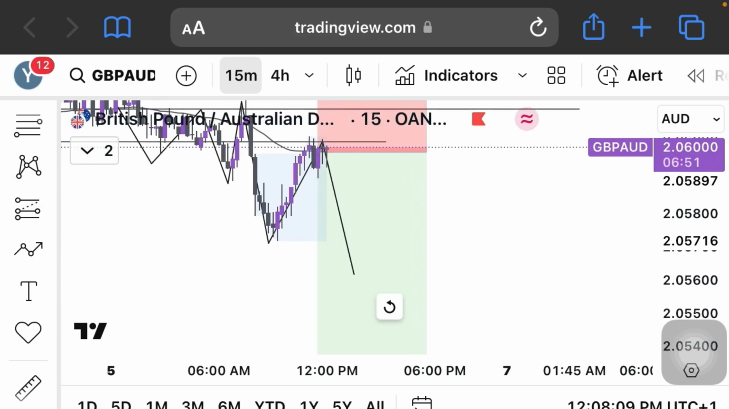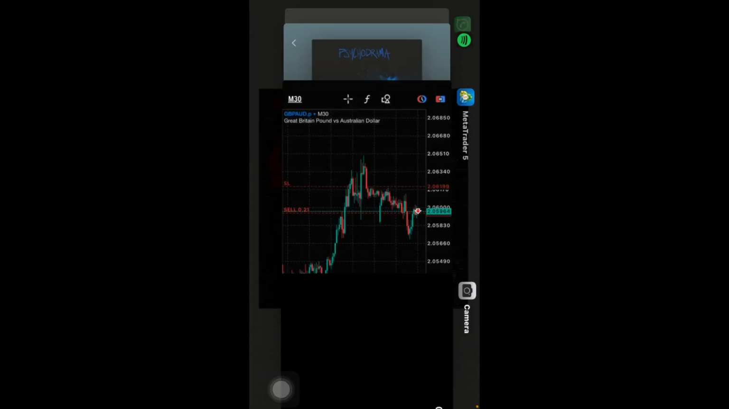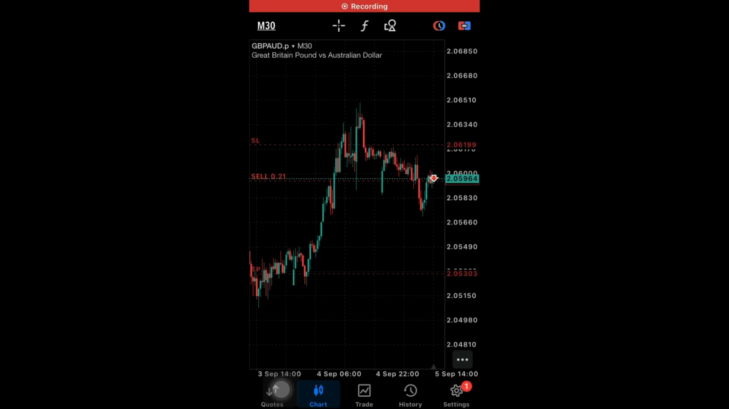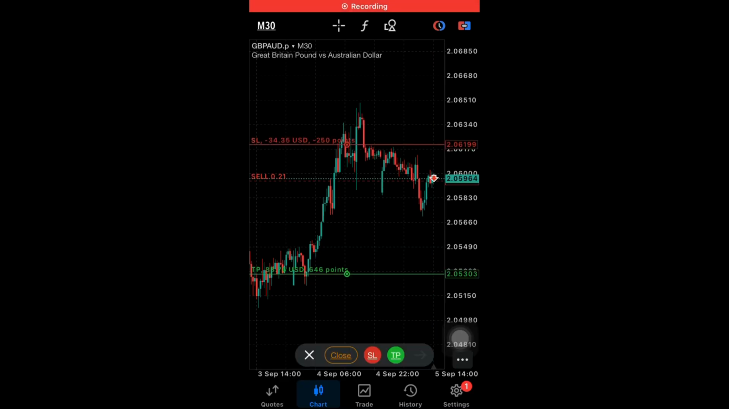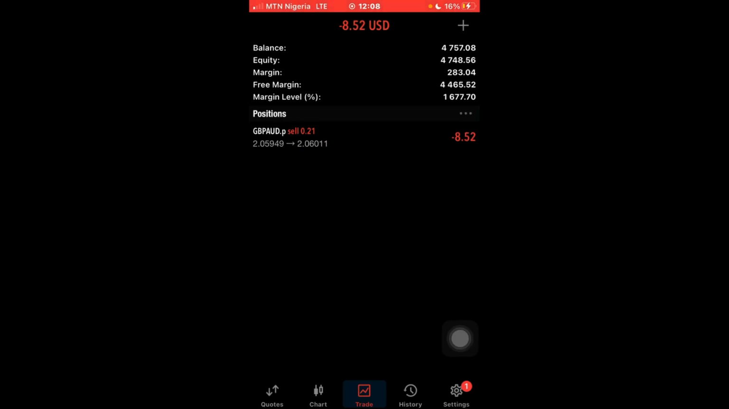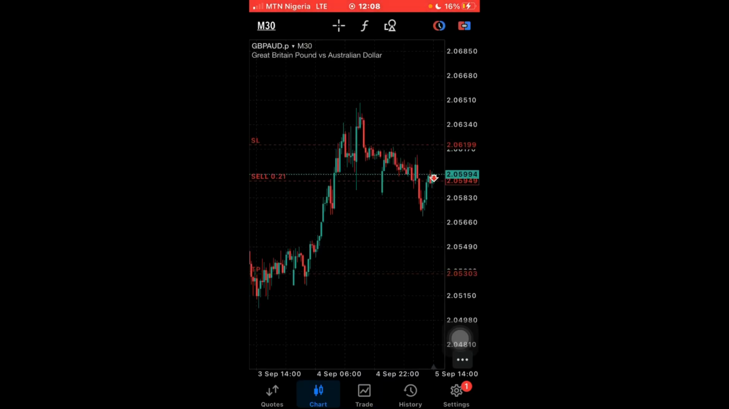Let me see if I can jump into my MetaTrader and show you the execution. There you go. So this is the execution on the M30 time frame. We're risking $35 to get $88, and this is the trade. We're currently in $8 drawdown. So I'm going to do a trade update after we hit stop loss or take profit. So see you guys in the next trade update.